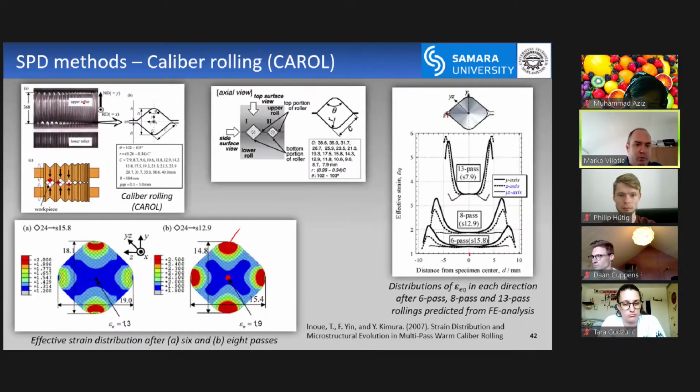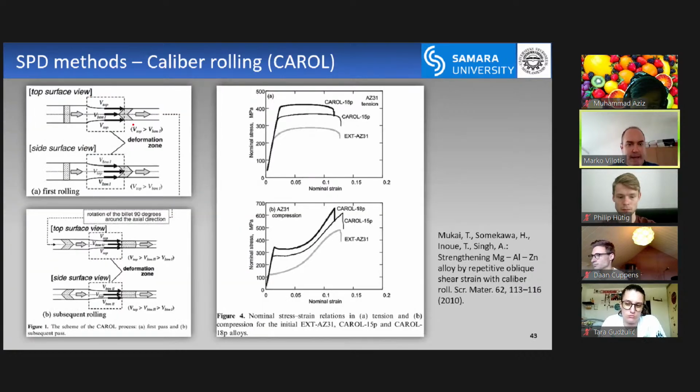So the thing is, you insert the sample between these two rolls, and the rolls do not have the same rotational speed. The top and lower rolls have slightly different velocities. So, for example, if this one rotates faster, this one rotates slower, then intentionally they will add additional shearing, right? Because then this will go faster, this will go slower. The material will shear like this.